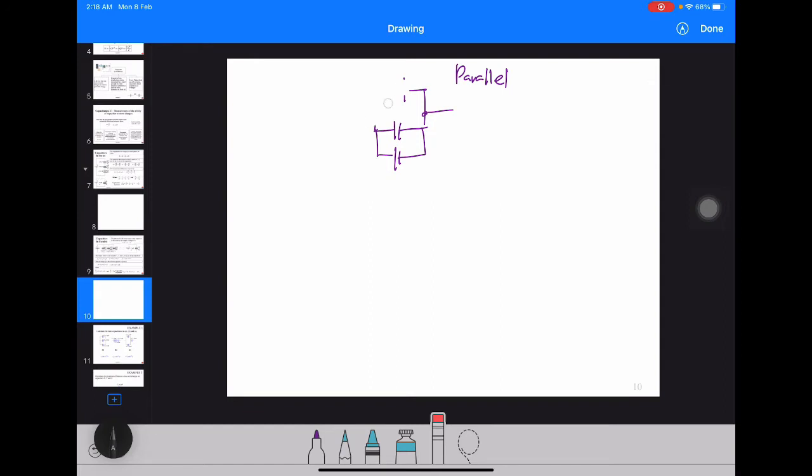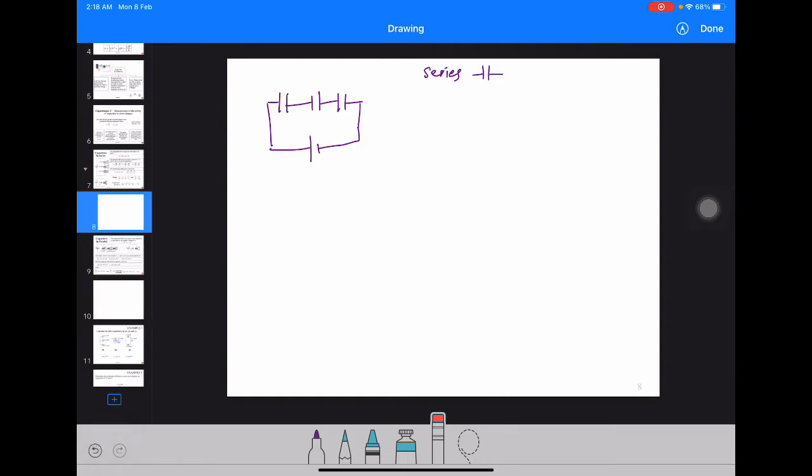So I'm going to erase first. I'm going to draw it properly after this. So back to the series. Maybe I can label this one as C1, C2, and C3.